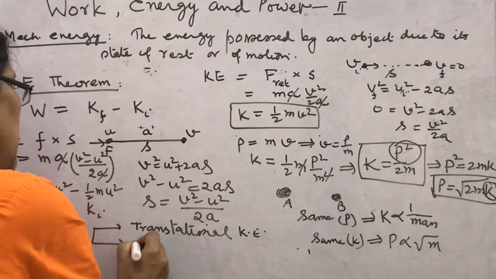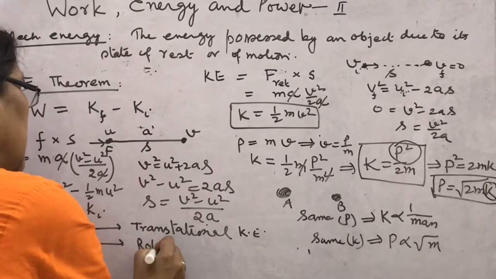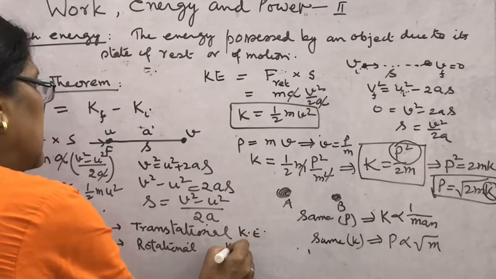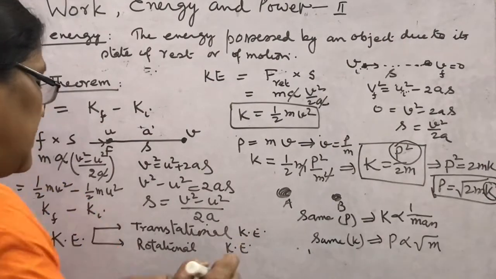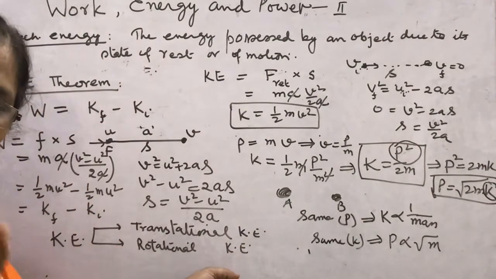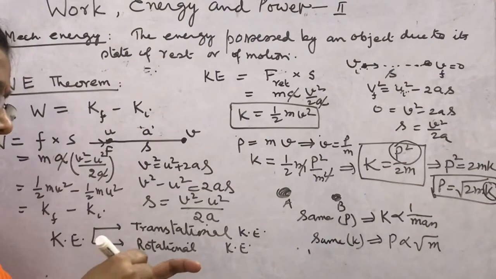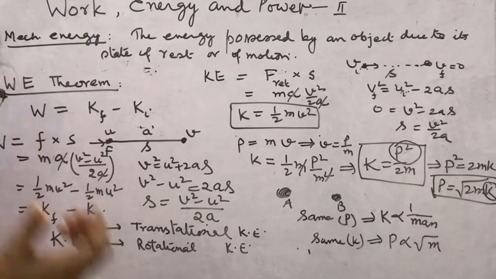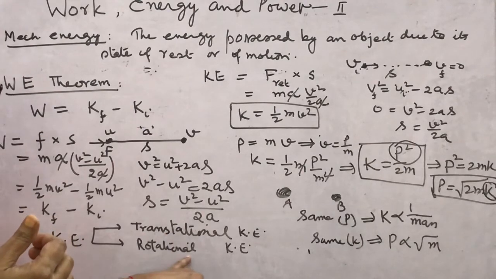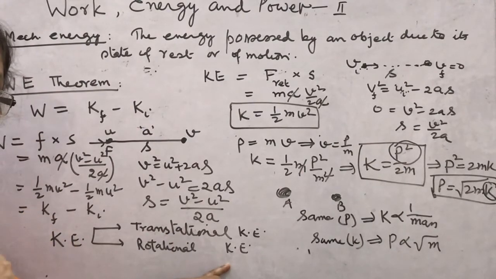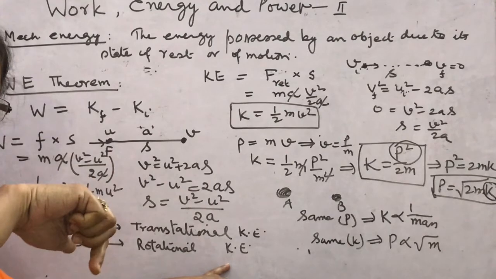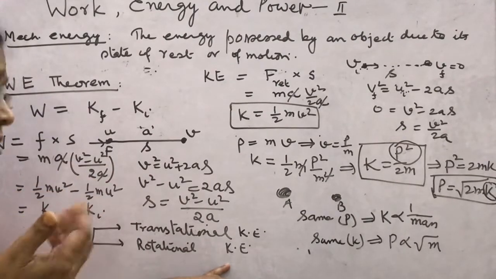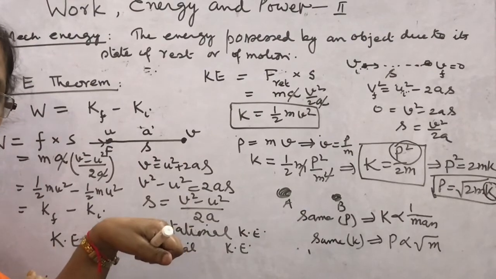The second is rotational kinetic energy. How will you give the example of rotational kinetic energy? Energy possessed by an object due to its rotational motion. You know, Earth rotates about its axis. Earth has heavy amount of rotational kinetic energy. Fan rotates. So, spinning top, these are the examples of rotational kinetic energy.